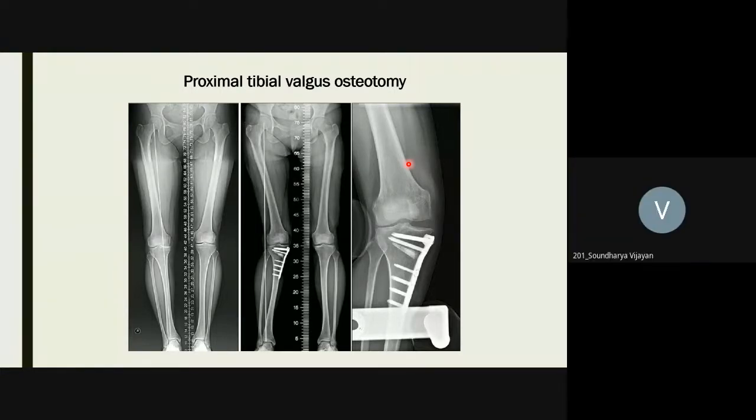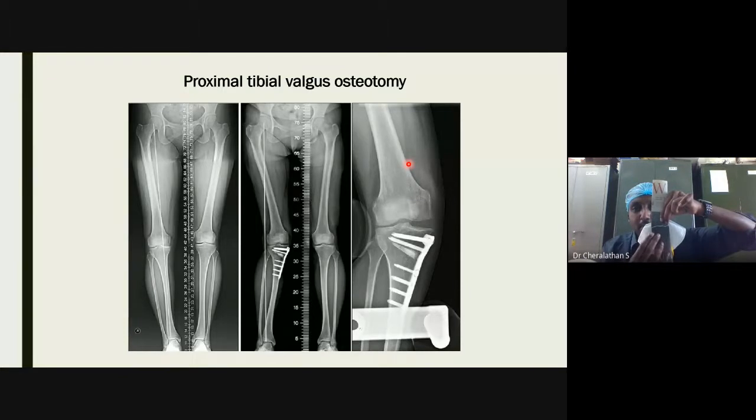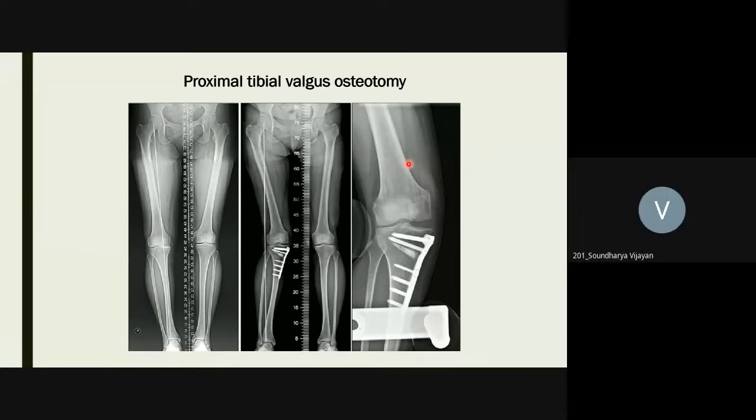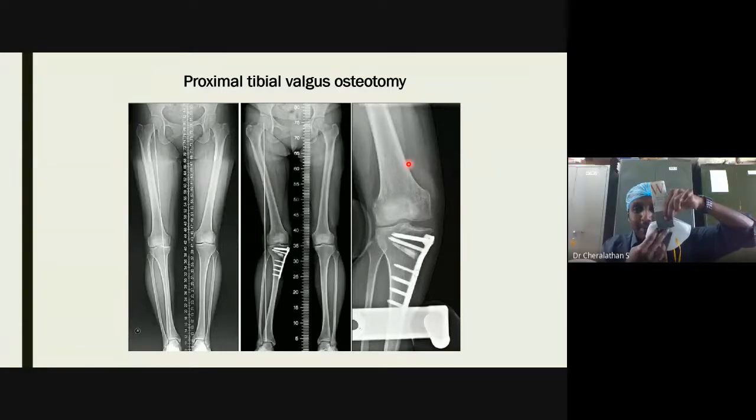Now, instead of removing a bone, I just create a gap like this, a triangle on the lateral side. Is it clear? Are you able to see it? Yes, sir. And I fill this gap with bone. You call it an opening wedge osteotomy. When I remove bone and close the gap, we call it a closing wedge osteotomy. When you open the gap and fill that gap with bone, we call it an opening wedge osteotomy.